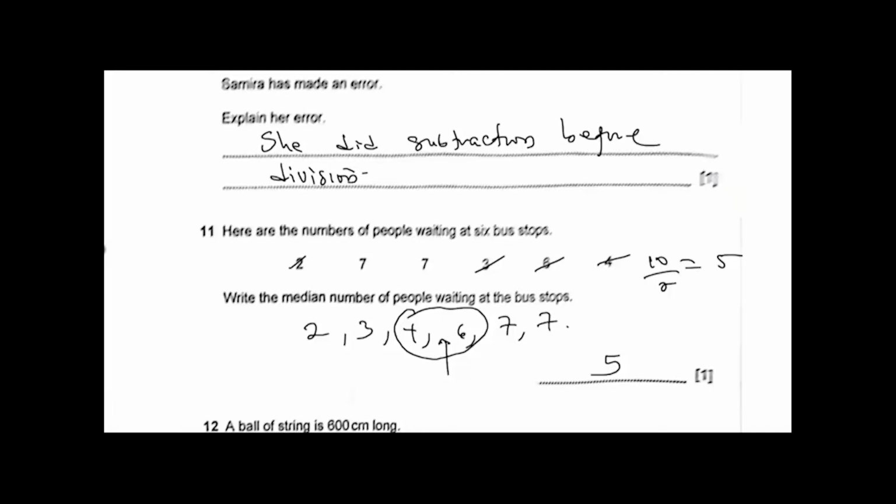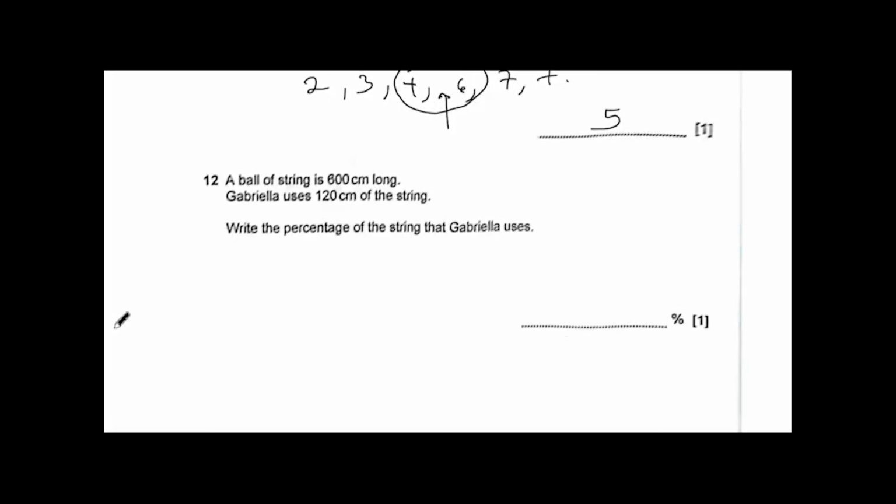So let's go to the next question. And that will be, a ball of string is 600 centimeters long. Gabriel uses 120 centimeters of the string. Write the percentage of the string that Gabriel uses. Okay, so the percentage will be 120 centimeters over 600 centimeters times 100%.